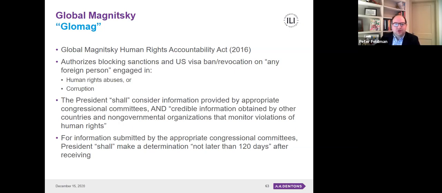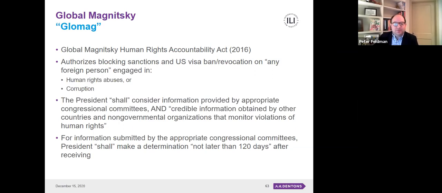Now, for purposes of GLOMAG, we're talking about human rights abuses and corruption. And human rights, for these purposes, has a definition. It's defined as people who are responsible for things like extrajudicial killings and torture and other gross violations of internationally recognized human rights. And it's when that type of conduct occurs against people who are working to expose legal activities of government officials or to promote human rights and freedoms, including rights to a fair trial and democratic elections. So human rights abuses, human rights are certainly terms that have a sort of meaning in the vernacular, but for purposes of GLOMAG, they have a defined meaning.